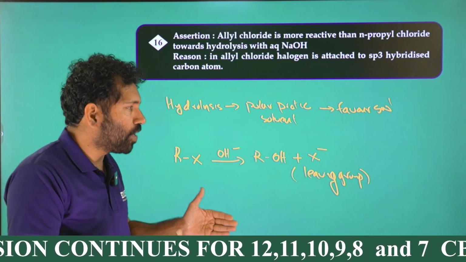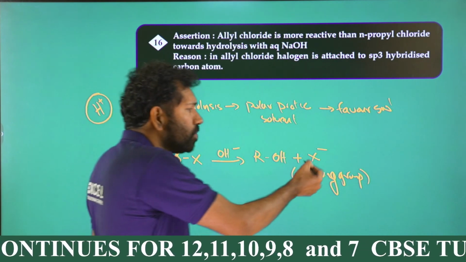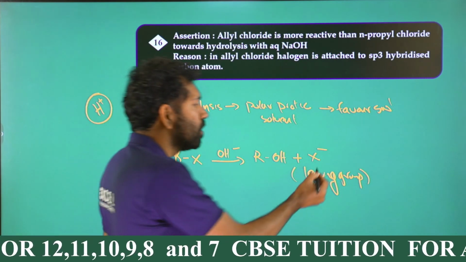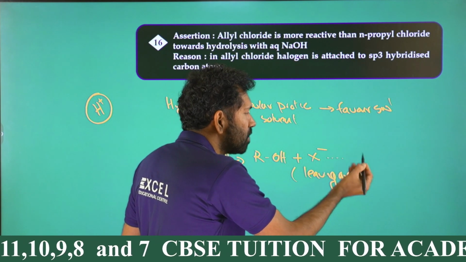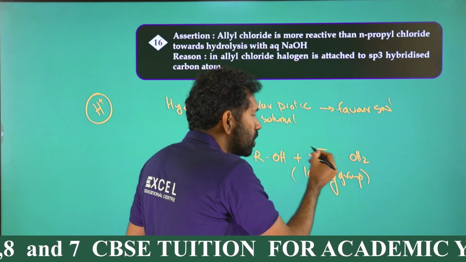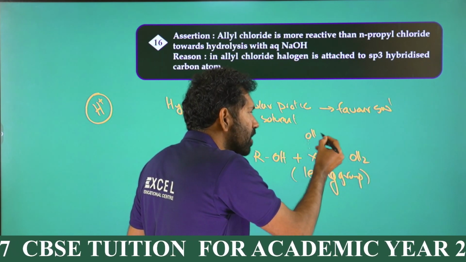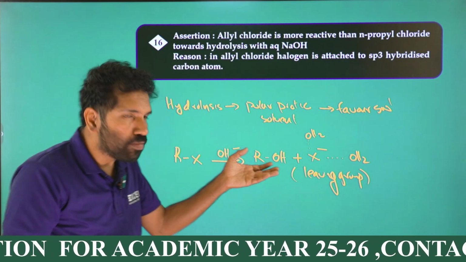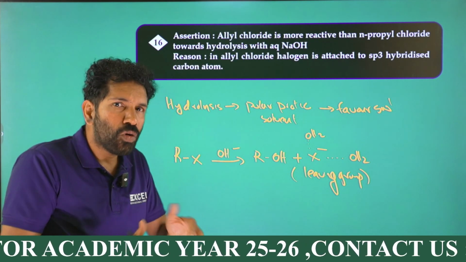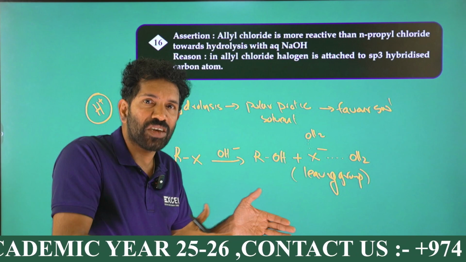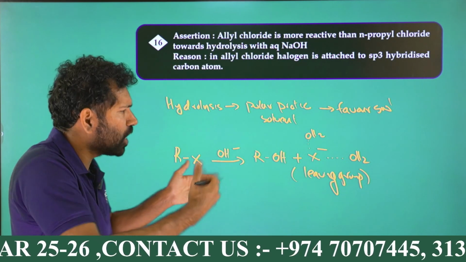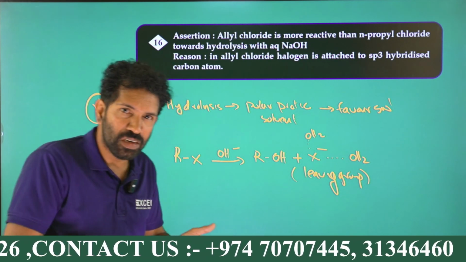All these solvents interact with the leaving group and stabilize it. Suppose X minus is interacting with water. It stabilizes the X minus. The interaction may be dipole attraction, or it may be a hydrogen bond, etc. So the leaving group is stabilized by the interaction, and carbocation formation becomes a little more easy.